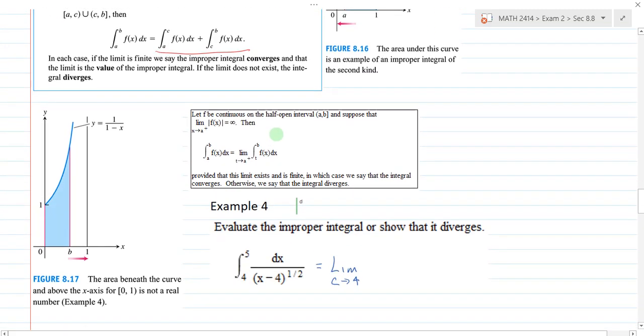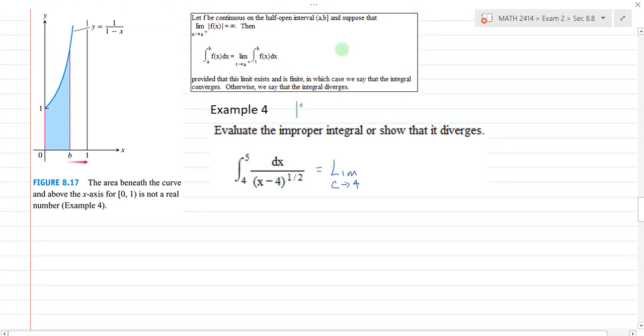Looking at our problem, we have a vertical asymptote at 4. So this is not going to be defined at 4, but it is defined at 5. Do I want to approach 4 from the left or from the right? That's from the right, so I would look at the limit as c approaches 4 from the right-hand side. Sometimes it helps to draw a picture. So this is going to be the limit as c approaches 4 from the right-hand side of the integral from c to 5 dx over (x minus 4) to the 1/2 power.